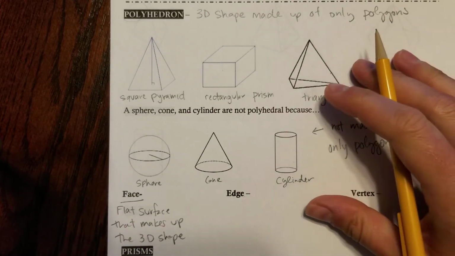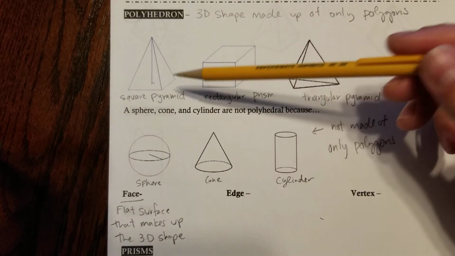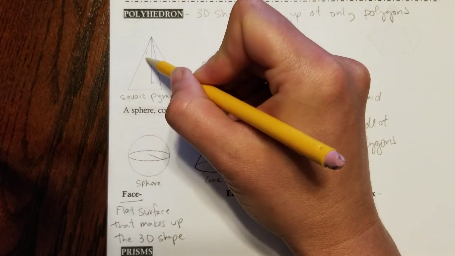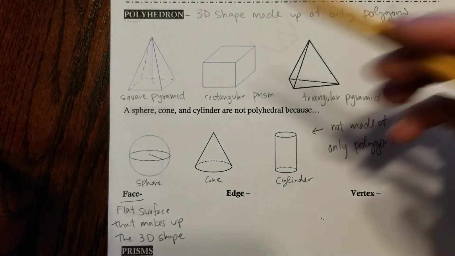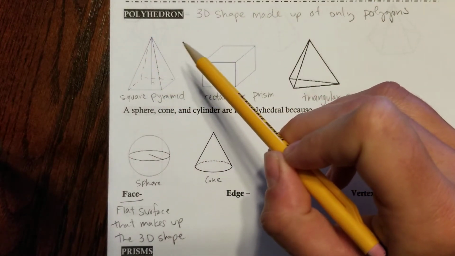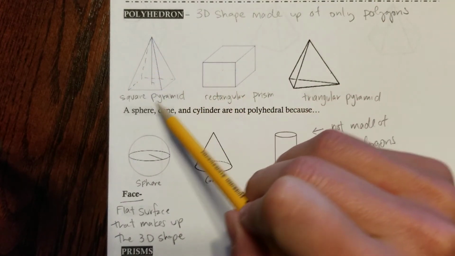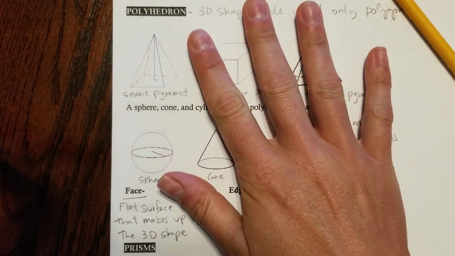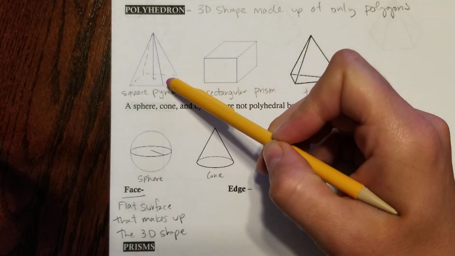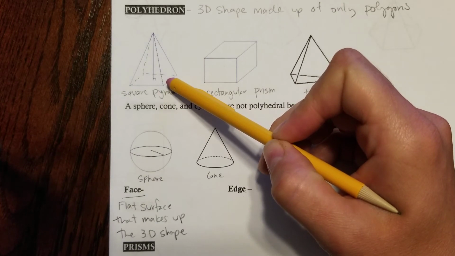All right, so if we think about the square pyramid, how many flat surfaces make up our square pyramid? Well, we've got the 4 triangles on the outside, right? And then we have the square on the bottom. So 4 triangles, 1 square. So the square pyramid has 5 faces.